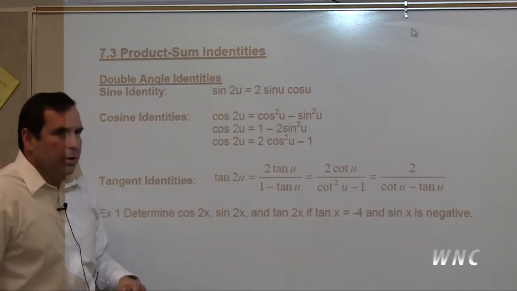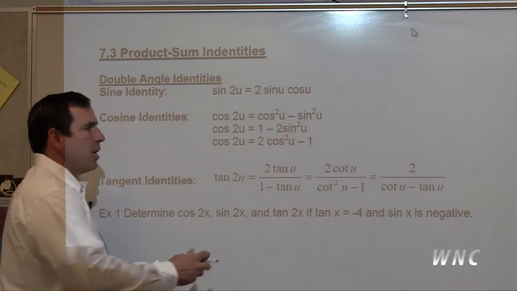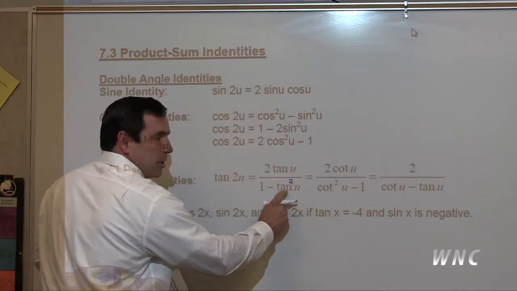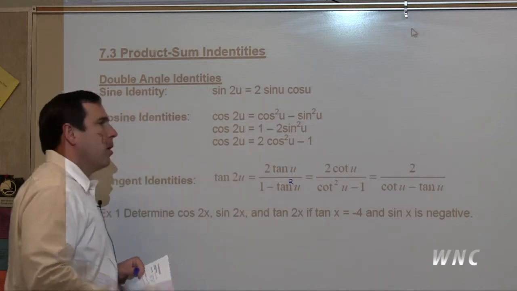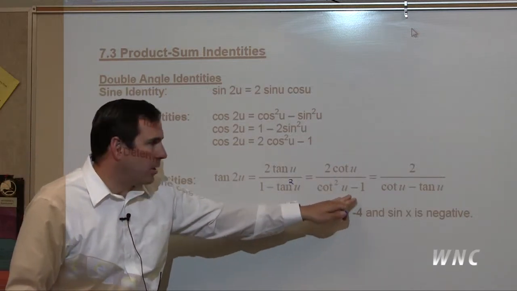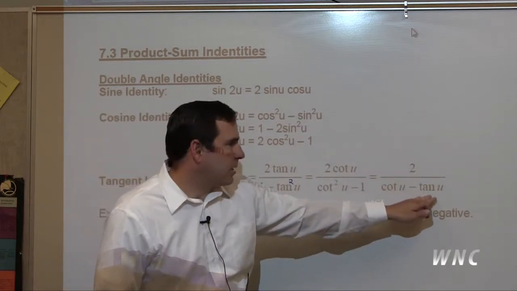So tangent 2u, there are 3 for this one as well. It's going to be 2 tangent u over 1 minus tangent squared u. This should be a tangent squared. There's a typo there. Or 2 cotangent u over cotangent squared u minus 1. Or 2 over cotangent u minus tangent u.